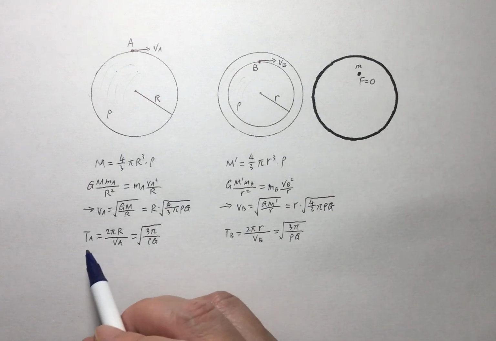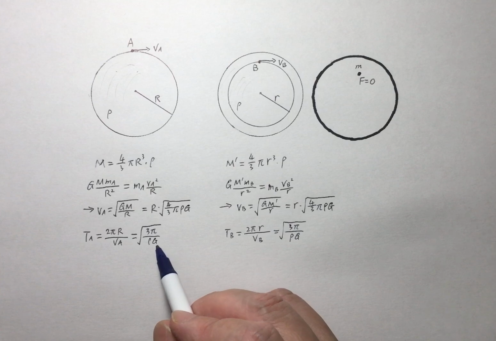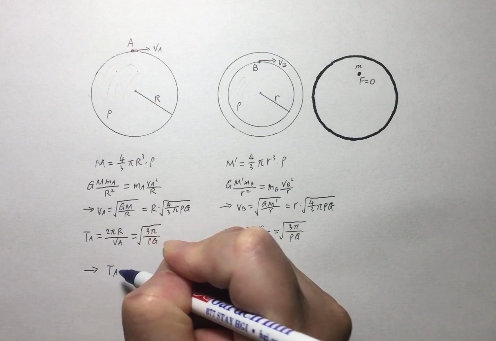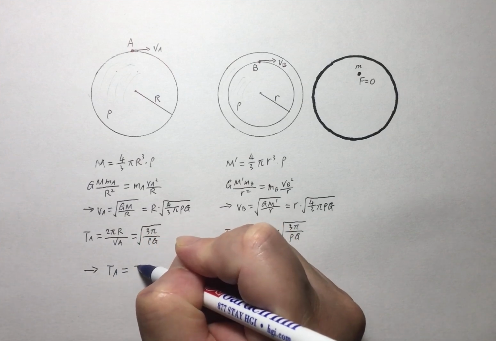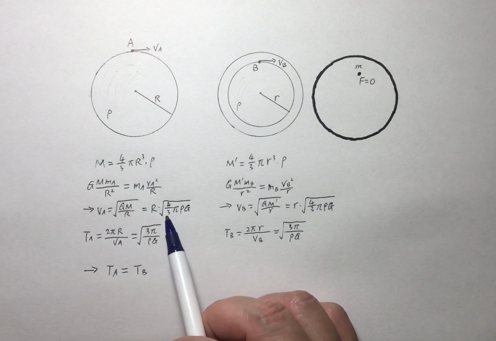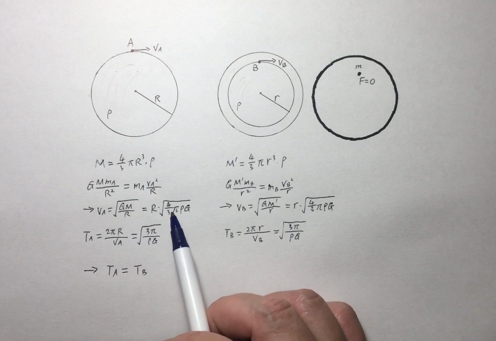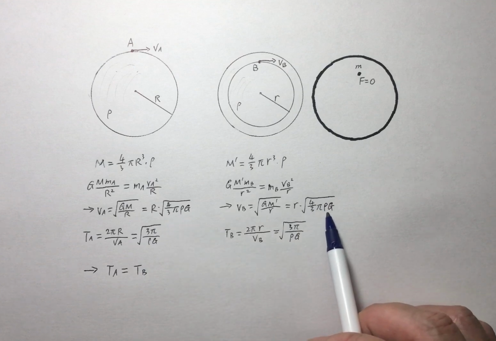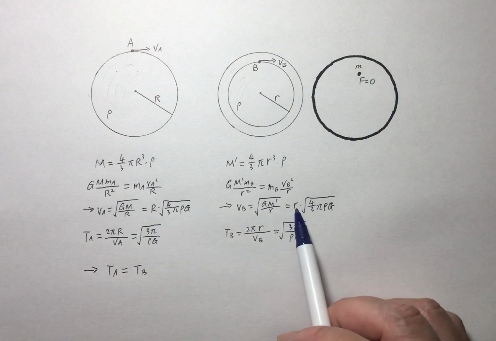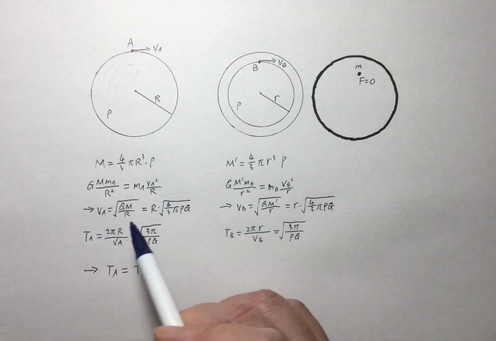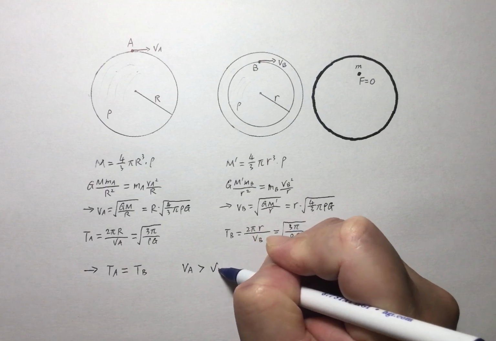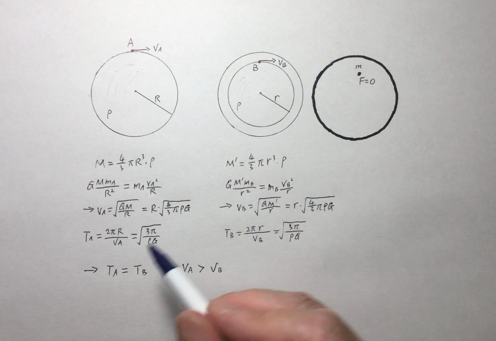So we know that Ta is this, Tb is this. So we get Ta is the same as Tb. And then let's look at Va. This constant is the same, 4/3 pi rho G, 4/3 pi rho G. But because capital R is larger than the small case r, Va is larger than Vb. So this is the final answer.